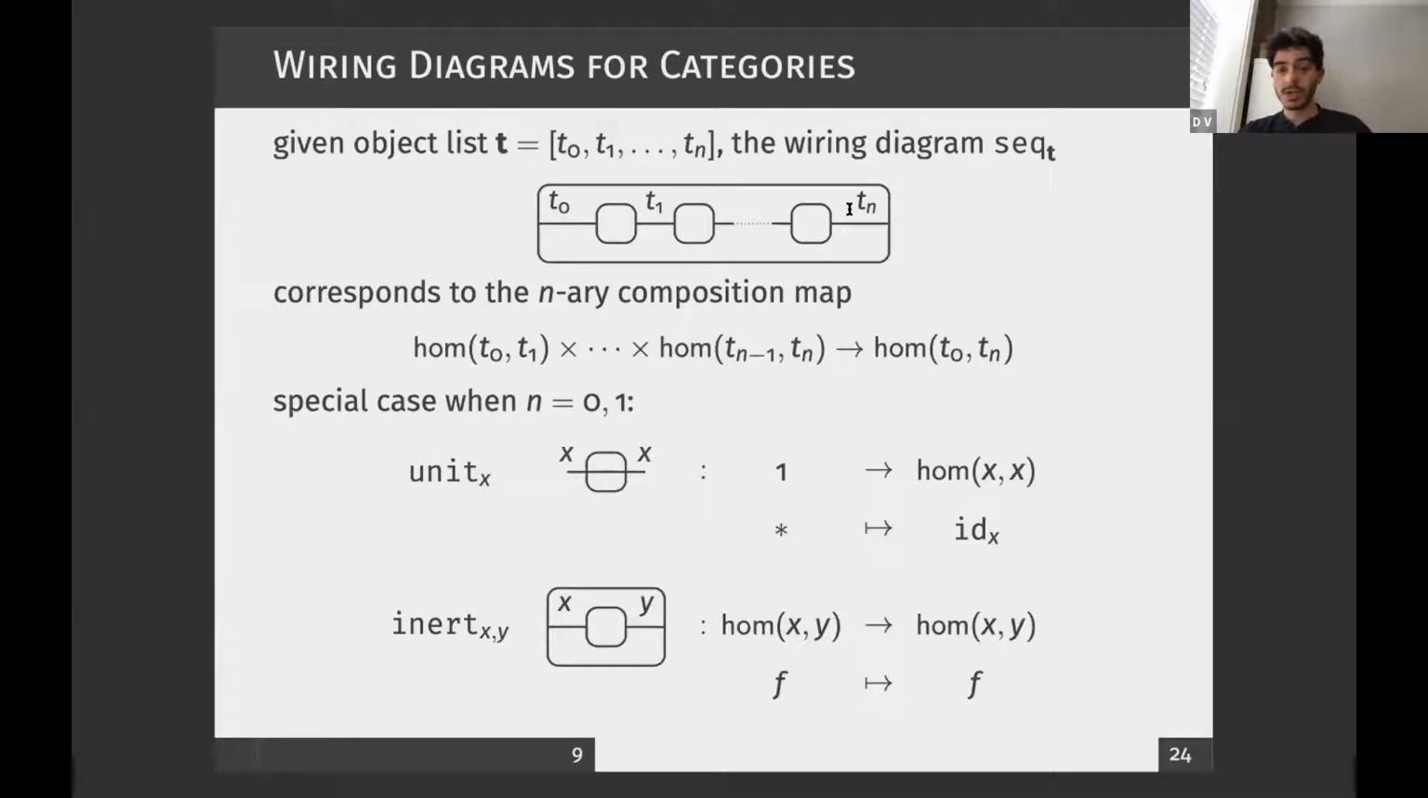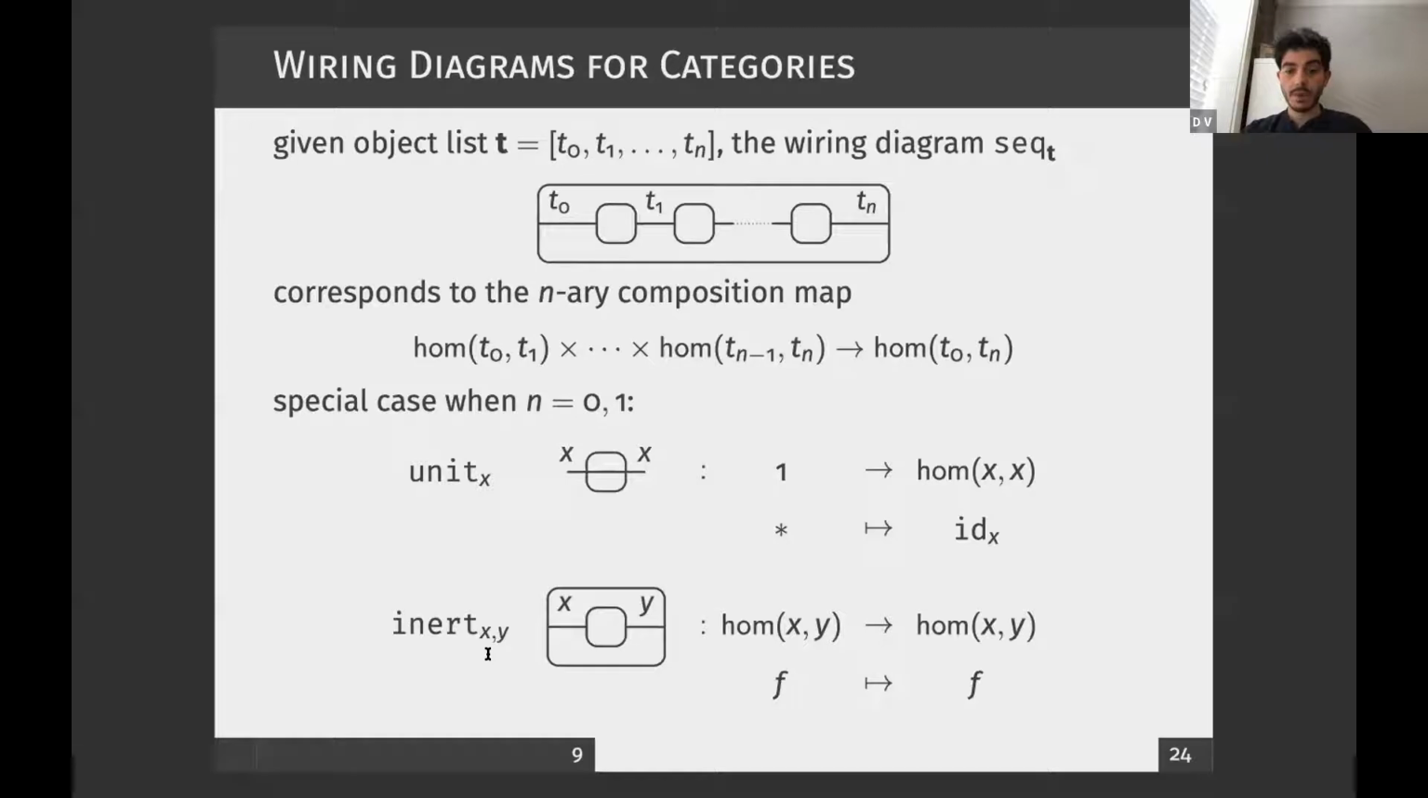There's two special cases, which I call unit and inert. Unit is a zero-ary wiring diagram. It has no boxes inside. There's just an outer box. Note that if you have a zero-ary product, you just have a singleton set. It corresponds to a map from the singleton set to Hom XX. Well, what's the only map into Hom XX that we can definitionally construct? It's the identity morphism. So the unit picks out the identity morphism.